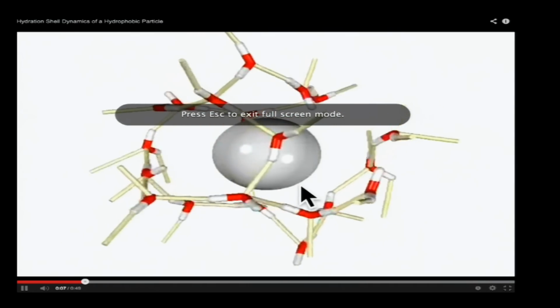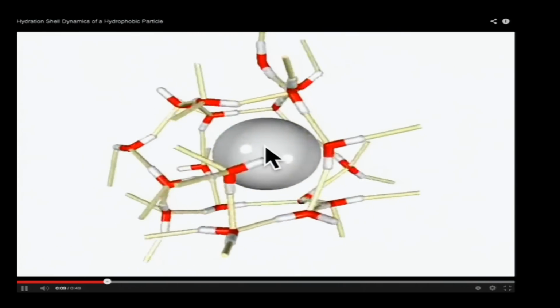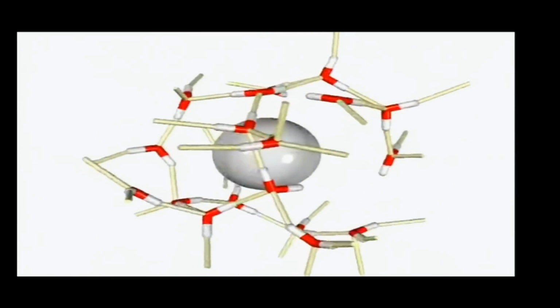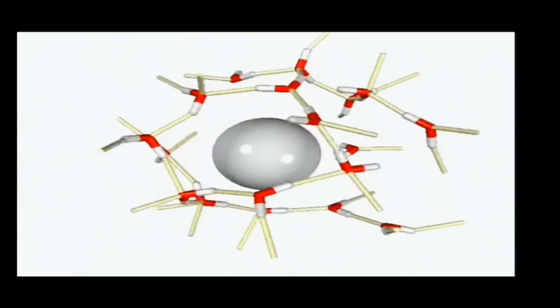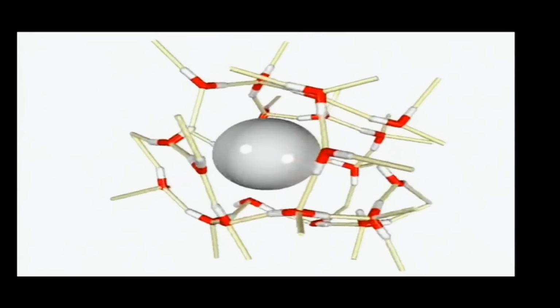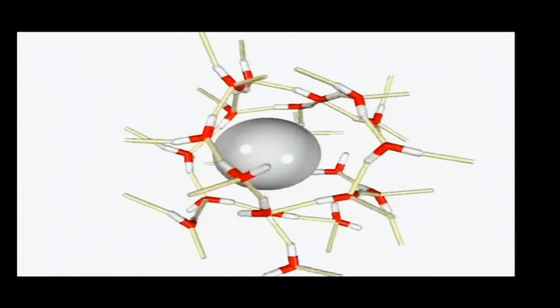So what's shown here is a sphere immersed in a bunch of water molecules. The red is the oxygen. The little white parts are the hydrogens. You can see them wiggling around. And what's the fundamental feature that you observe? They're forming almost a cage around this hydrophobic molecule.